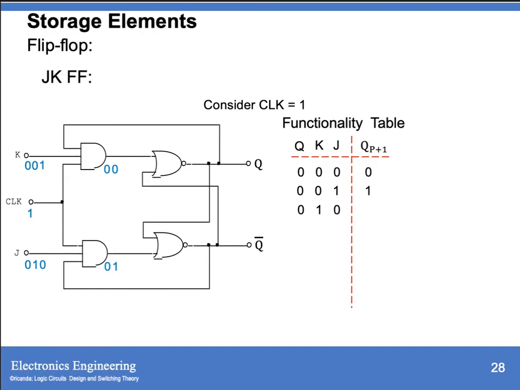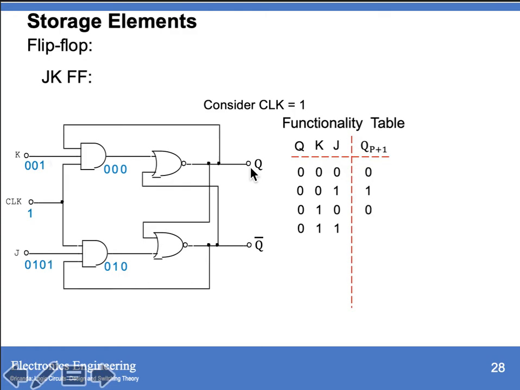So if it is 1, 0, then both inputs for your NOR are all 0. So we have to determine your output using the previous value of your Q. If your Q is 0, 0 NOR with 0 equals 1. If it is 1, 1 NOR with 0 equals 0. So therefore we have an output of 0.